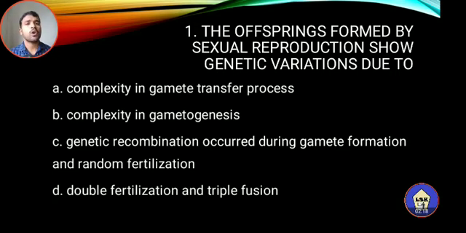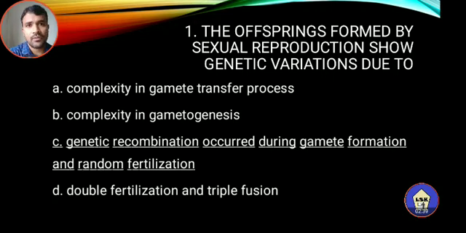Then why not option D? Option D is wrong. Why? Double fertilization and triple fusion. See, double fertilization and triple fusion are found only in plants, that is true, particularly in the angiospermic plants. So not even found in all the other plants. That's why the answer should be option C. Option C is the right answer to question number 1.